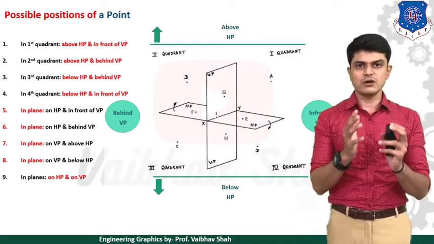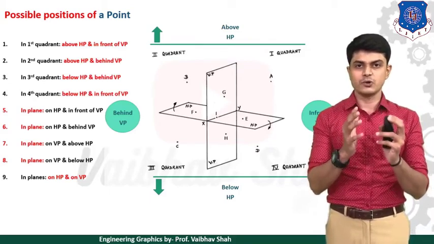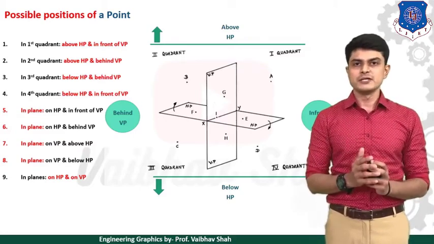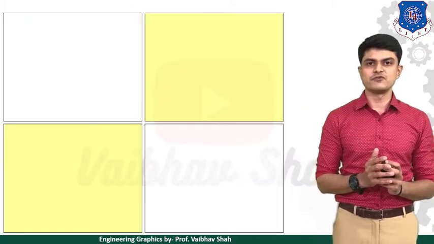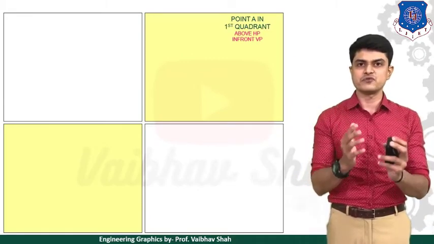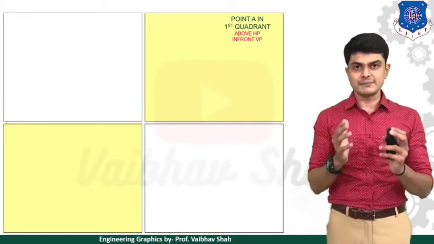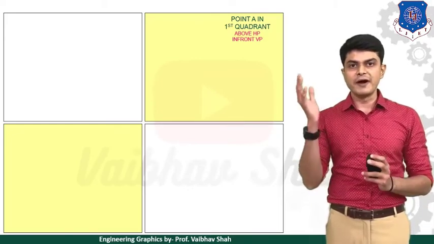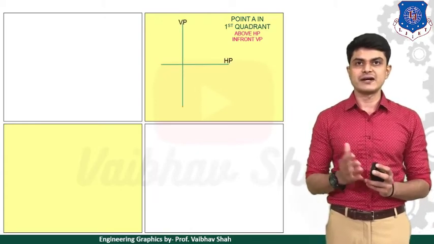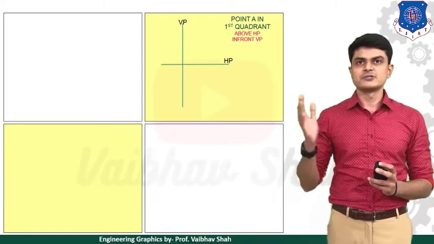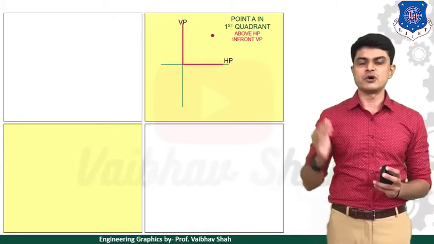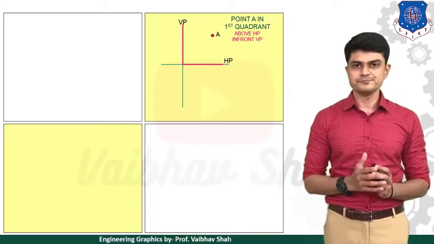If you can understand all of these 9 points, then you can easily solve any example based on this projection of points chapter. So let us move ahead and understand a few of the theories of projection of a point. Let us suppose our point A is now in the first quadrant. First quadrant means what? Let us remember our quadrant system once again. Above HP and in front of VP is known as your first quadrant. So your point would be in the first quadrant like this, above HP and in front of VP. This is supposed to be your point A.